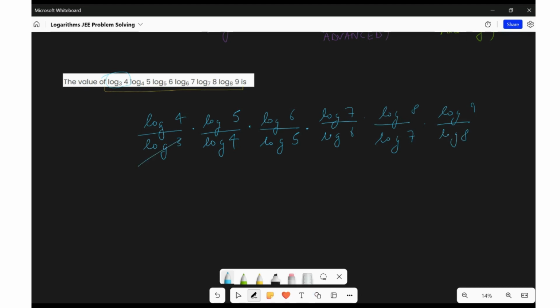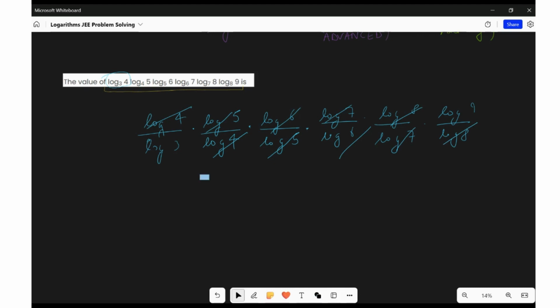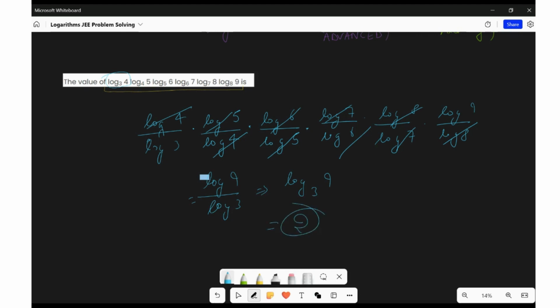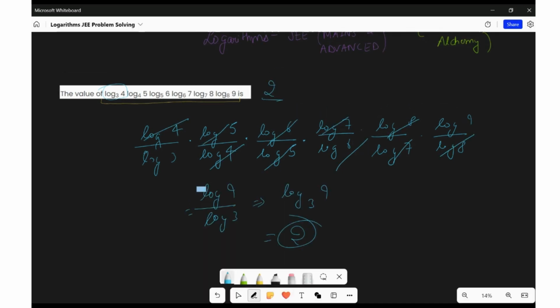Log 3 doesn't cancel out, sorry. Yeah, that is the one which will remain. Log 3 remains. Log 4 cancels out, log 5 cancels out, log 6, log 7, log 8. What is left is log 9 by log 3, and that can be simply written as log 9 base 3, and that is just 2. So the value is 2. Wasn't that very quick, right? It was hardly a 15 seconds question, and that was very easy. Let's proceed to the next question.